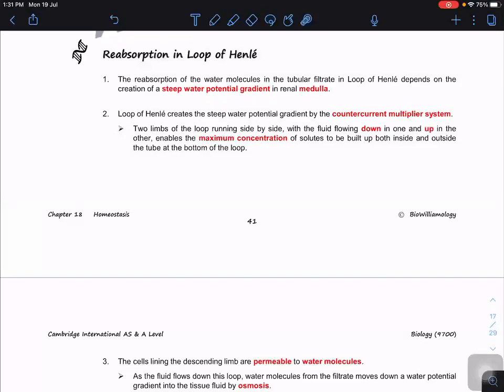Okay, so now we talk about ultrafiltration. We have talked about selective reabsorption. Always remember, when the question asks about selective reabsorption, basically they refer to the PCT. Look at Henle? Not really. Okay, we talk about selective reabsorption.